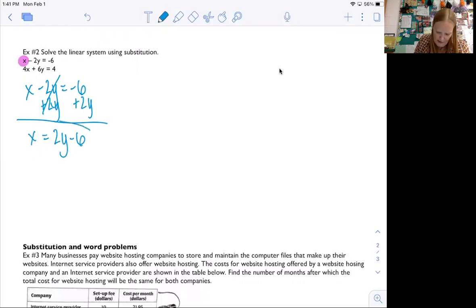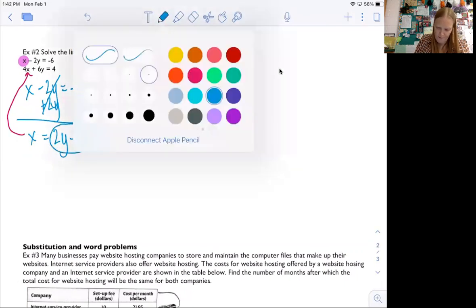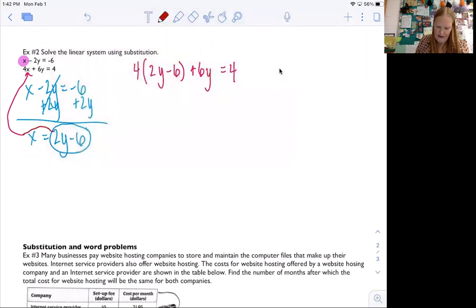Now I'm going to take this. This time we solve for x, not y. It doesn't matter. Now I'm going to take this, and in the other equation, I'm going to put it right there. I'm going to take x out, put what x equals in. So then I get 4 times 2y minus 6 plus 6y equals 4. And maybe it would have been a little bit easier if I'd done this, so I apologize if that was confusing. It might have been easier to say take this and plug it in, because that's actually what I did. Now I'm ready to distribute.